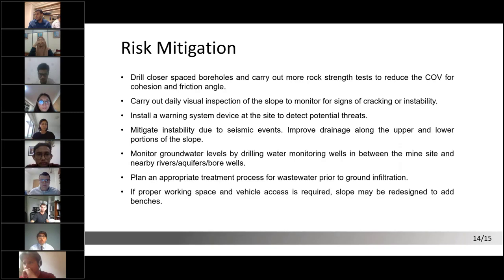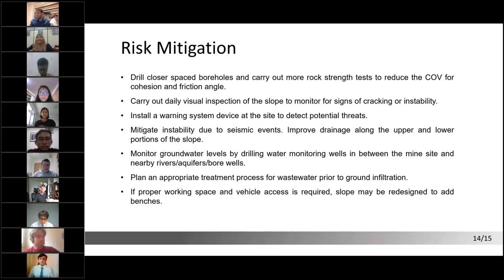To mitigate all those risks, we suggest that during the exploration phase, we should drill more closely spaced boreholes and carry out more rock strength tests to reduce the COV for cohesion and friction angle. We also suggest carrying out daily visual inspections of the slope to monitor for signs of cracking or instability. We highly recommend installing laser GPS technology if it's needed. Another solution is to install a warning system device at the site to detect potential threats.